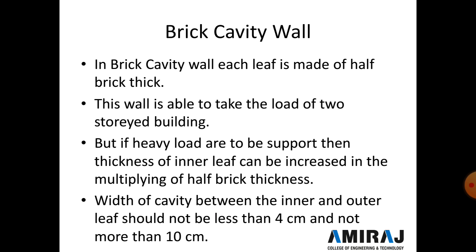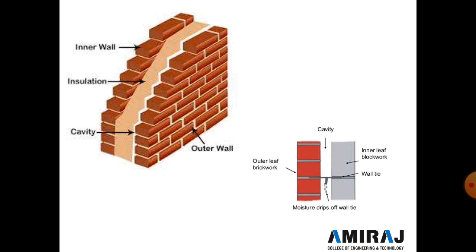And the width of the cavity between the inner and outer leaf should not be less than 4 centimeter and not be more than 10 centimeter. We already discussed the thickness. Now next, see this figure. In this figure, inner wall and outer wall we exactly see, and in figure number 1, insulation material is filled up between the two walls, or in the cavity.